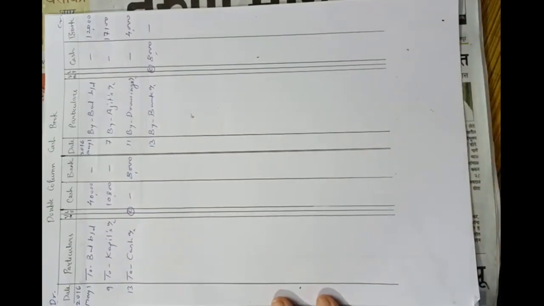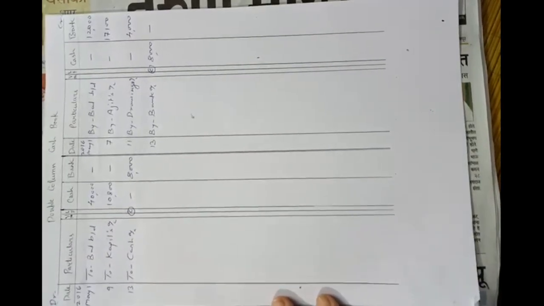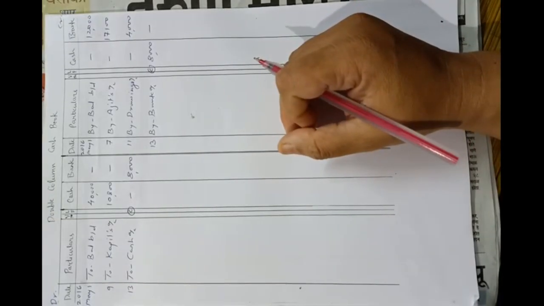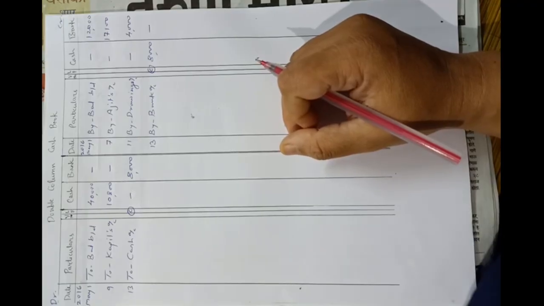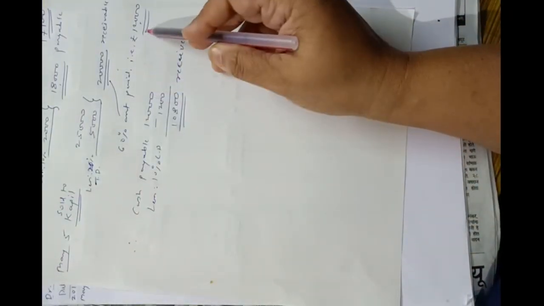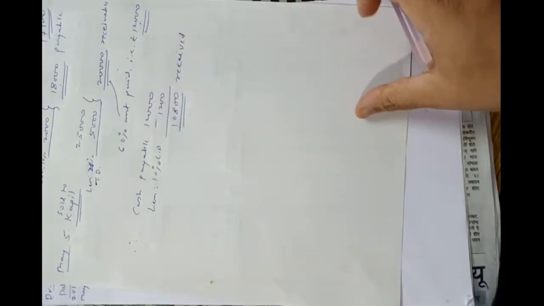Now the next entry, 15th May. Received a check from Kapil for the balance amount due. We have received a check from Kapil for the balance amount on 15th May, and we have to calculate the balance amount. See here, he has paid 12,000, settled 12,000 from 20,000. So amount receivable is 8,000 and we have received a check.